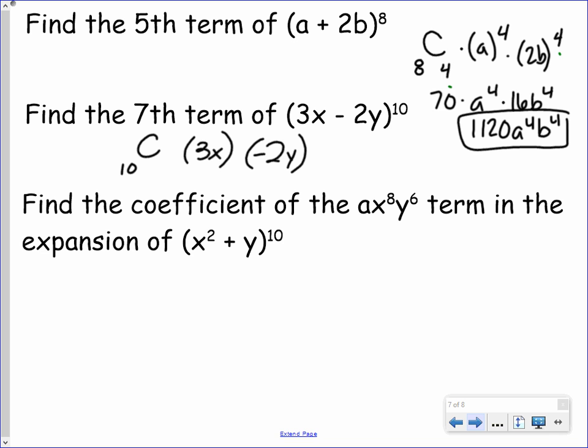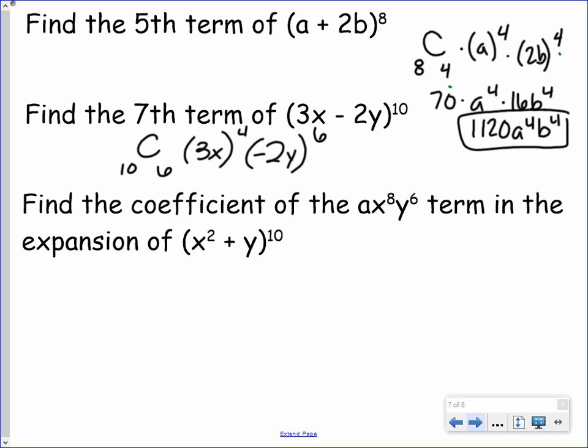What do you guys choose? A combination of 10 choose 6. So then we know negative 2y is getting raised to the 6th, and therefore 3x must be raised to the 4th. These exponents must add to be the power of the binomial, which is 10.